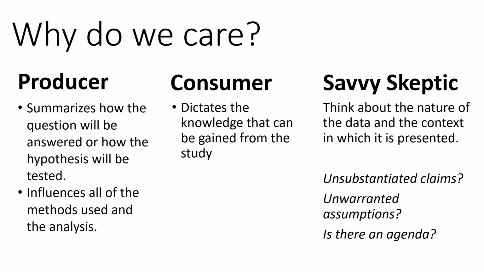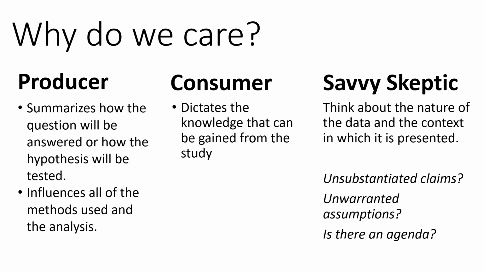Okay, detour over. Understanding the main categories of research design is helpful in several ways. Identifying the research design is like a summary of how the research question will be answered or how the hypothesis will be tested. It influences all of the methods and the analysis, so it represents almost every detail of the process. As I mentioned in the last slide, experiments are the only type of design that allows for conclusions about cause and effect. As a consumer of research, then, it's important to understand the research designs because they dictate the knowledge we can take away from the results of the study.